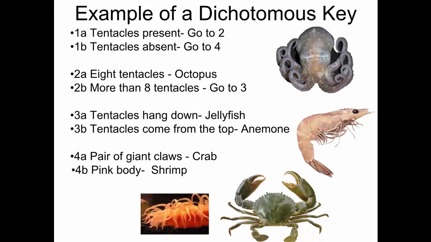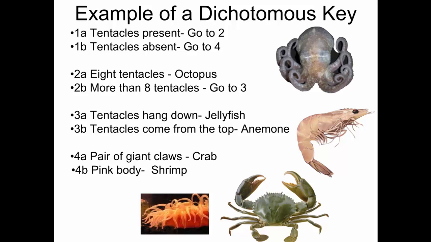Look at this one. Tentacles present or absent? Absent. Go to 4. Giant claws, crab. Here, tentacles present or absent? These are present. These are tentacles. Go to 2. Eight or more than 8? More than 8. Go to 3. Tentacles hang down or tentacles coming from the top? Coming from the top. This is an anemone.